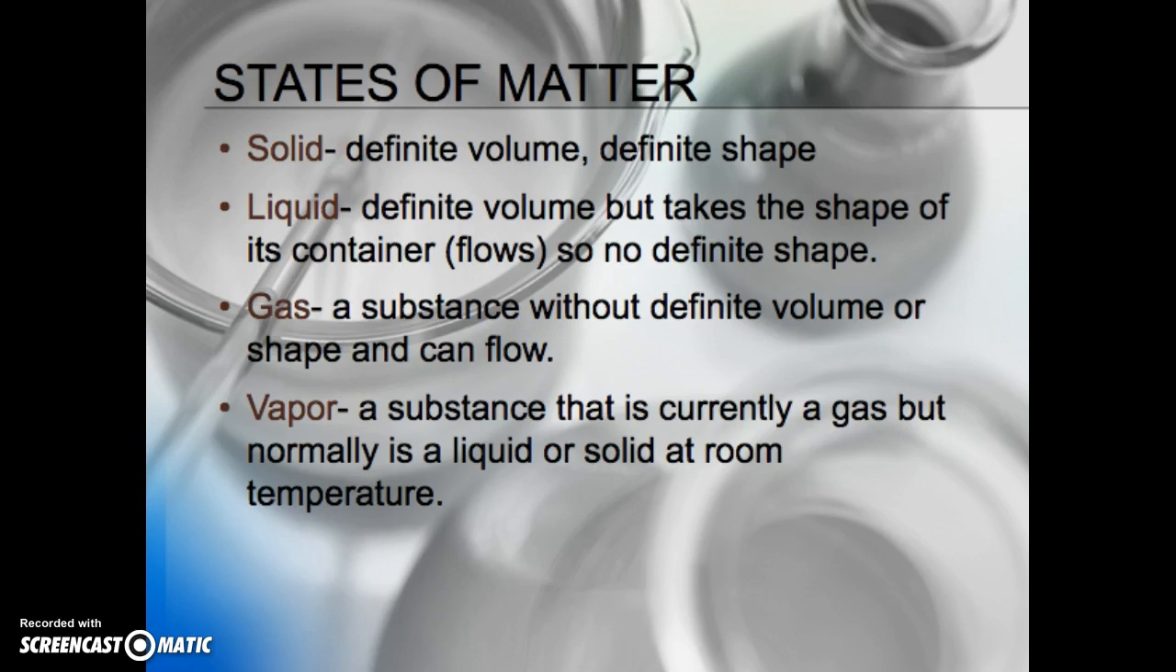Liquid has a definite volume but takes the shape of the container that it's in. So we would say that liquids don't have a definite shape. So let's say you were to think about a glass of Kool-Aid. If you were to take a glass of Kool-Aid in a cup, and pour it into a graduated cylinder to measure the volume, the shape of the liquid would change. So it does not have a definite shape since the shape can change.